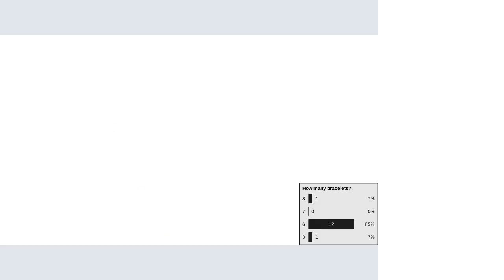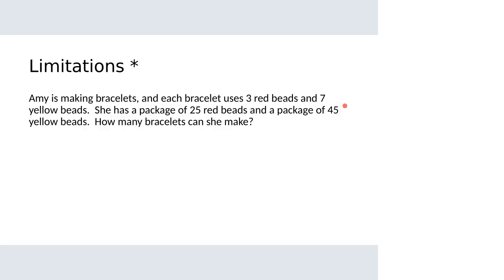Strong agreement, not unanimous. All right, let's take a look here. So basically what we're after here in the top of this page is a little bit of a hint where it says limitations, because it lets us know that it's the limitations we care about. And as far as the red beads go, well, she has 25, and every bracelet she makes, she's going to use 3. So she could make 8 bracelets with the red beads that she has.